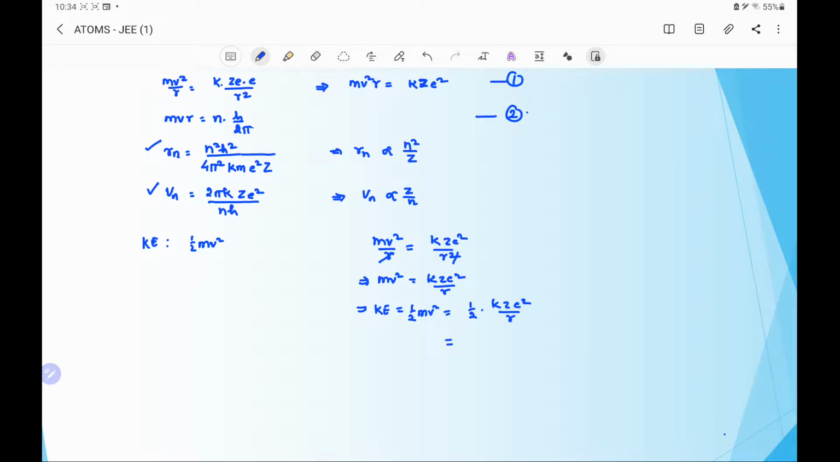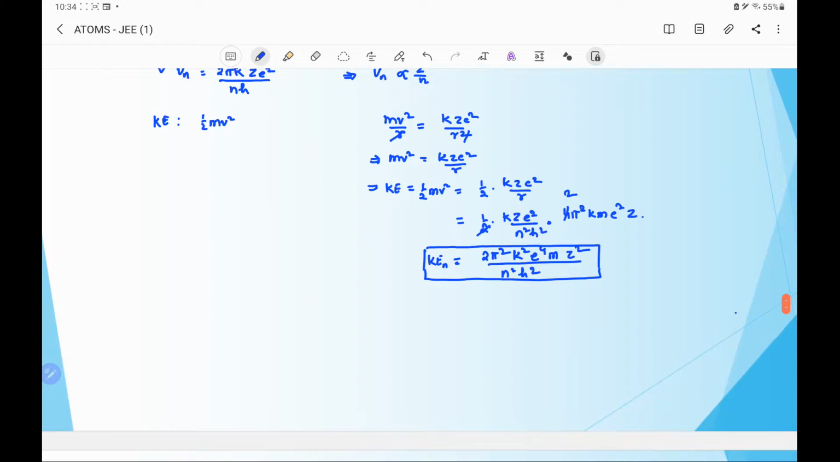Now we replace this r from expression number 3, and it becomes kZe square, and r has the value n square h square divided by 4 pi square k m e square Z. So the expression will be, these two get cancelled here, so it is 2 pi square k square e raised to the power 4 into m into Z square divided by n square h square. So this is the kinetic energy of the electron in the nth orbit.